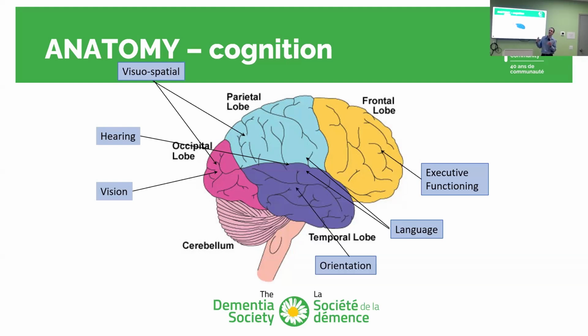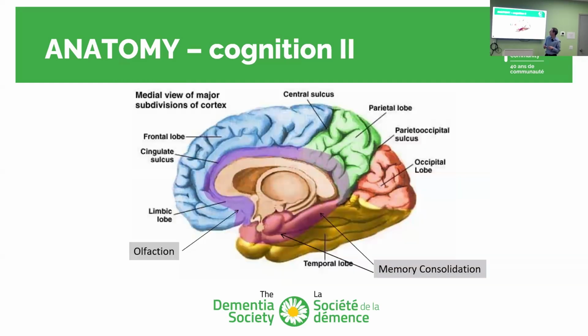Orientation, so that's knowing the date and the time and things like that, and that's more in the temporal lobe. Now we're looking at the brain right down the center. So we've sliced it right down the middle here, and this is looking from the inside. Same lobes: there's the frontal lobe up here, the parietal lobe, occipital, and temporal.